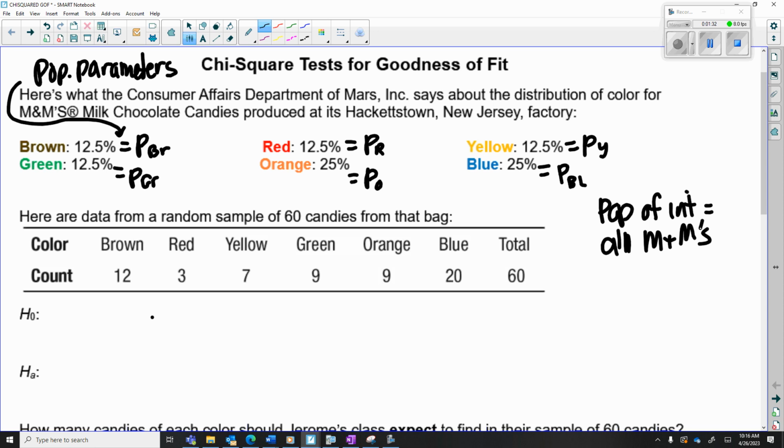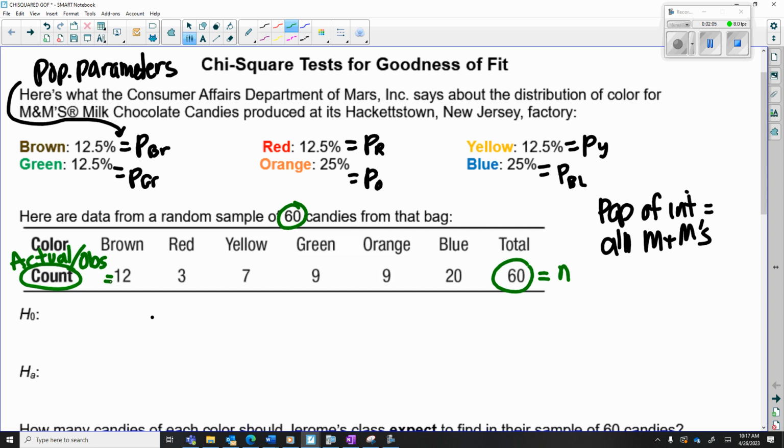So now I take a sample. I take a random sample of 60 M&Ms, and that is called N. I open up my bag, I get 60 total M&Ms, and I count how many I get of each color. These numbers are what I actually got, so I'm going to use the word actual or observed here. So I actually got 12 brown, 3 red, 7 yellow, etc., and that totals up to 60.